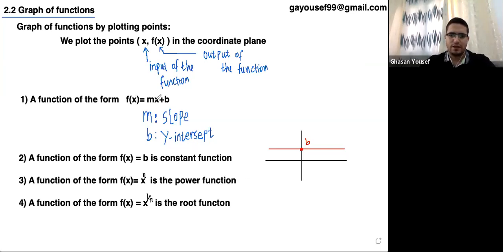For the first one, I spoke about the linear function. If m is positive, the graph will be like this. And if m is negative, the graph will be something like this. It depends on the value of m. Now let's start giving examples for number 3 and number 4 by using a table and plotting points.